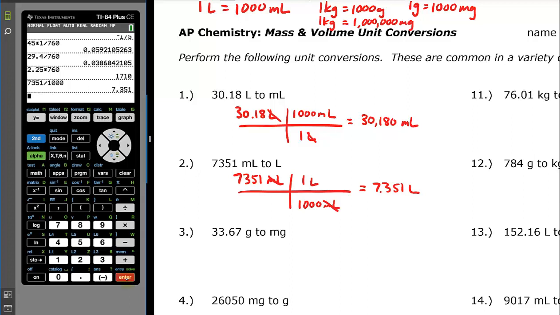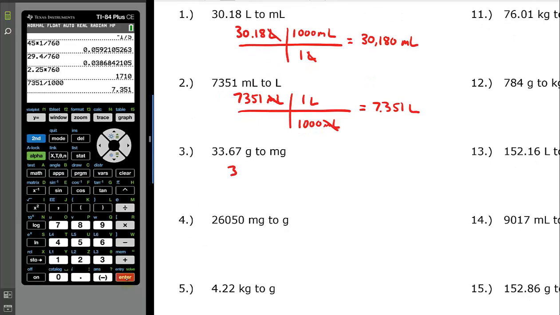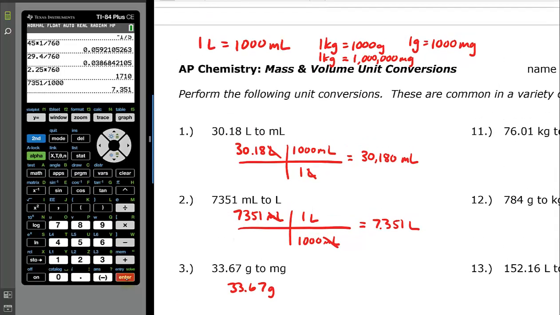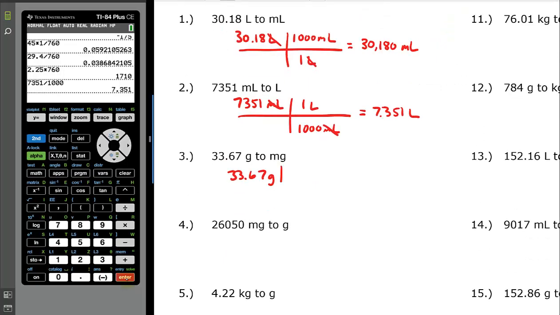A number without a unit is pretty well worthless because it doesn't carry any kind of meaning if you don't have a label behind it. Grams to milligrams, 33.67 grams. I need to get milligrams. That's one we don't use as much necessarily, but we'll see it here. So here's our grams to milligrams, 1,000 milligrams in a gram. So 1 gram is 1,000 milligrams. Taking it times 1,000 now, so 33,670 milligrams.